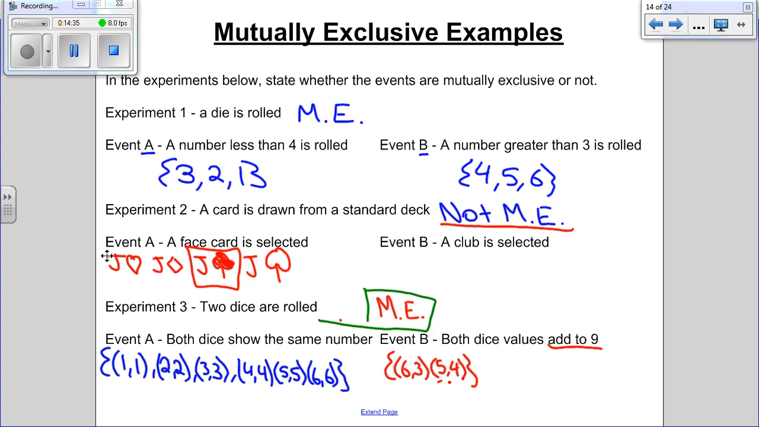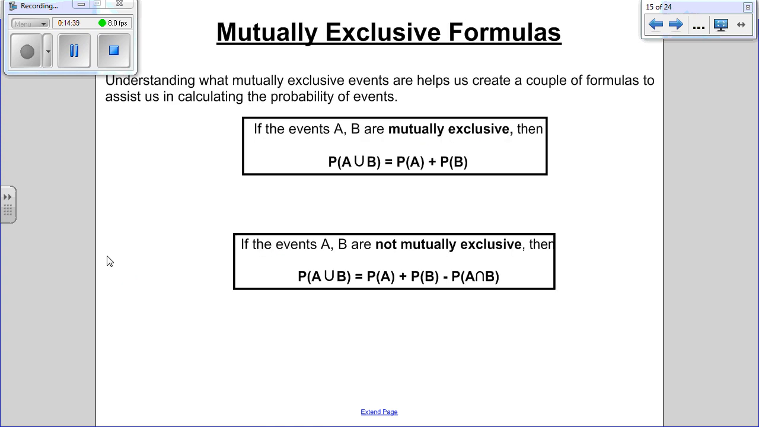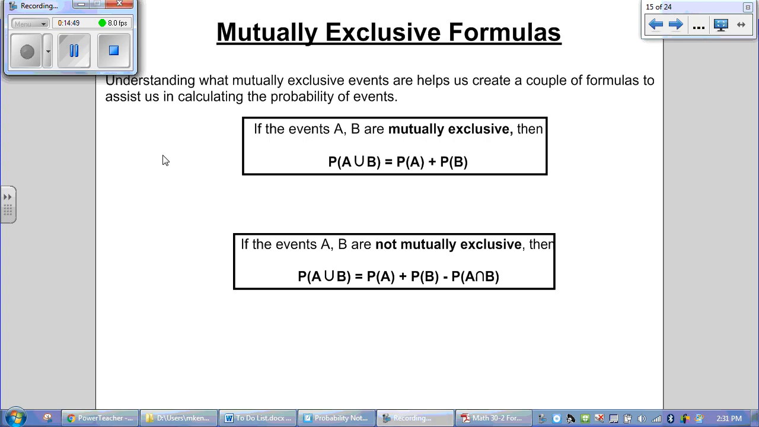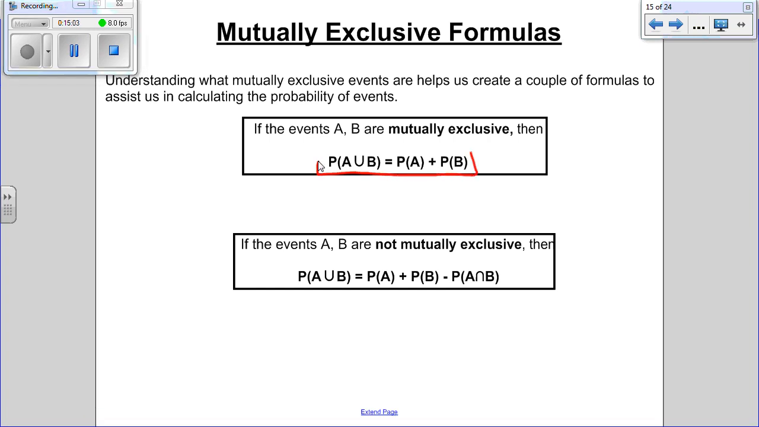All right. There's 2 formulas for mutually exclusive events. They're both right there. We're going to talk about them. These are formulas that are given to you. Okay, so these formulas will both be given to you. They're both for when things are mutually exclusive. If events A and B are mutually exclusive, then this formula is true. And this formula says that the probability of A or B happening would equal the probability of A happening plus the probability of B happening.